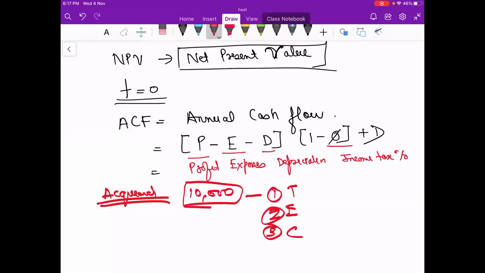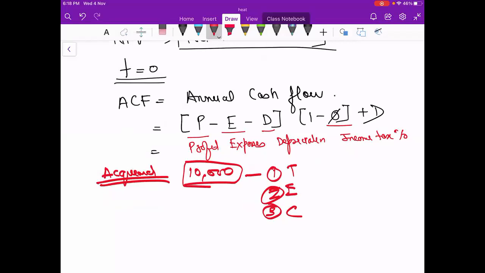Then why are we subtracting D from here? Because the government says you don't have to pay taxes on the depreciation amount. That is what I told you while teaching depreciation also. Depreciation is always for the government, but for us it is not a real cost. So that is why we subtract the depreciation, and then the formula is (1 minus t) plus D. Why do we add D back? Because I told you depreciation is not for us, it is for the government.